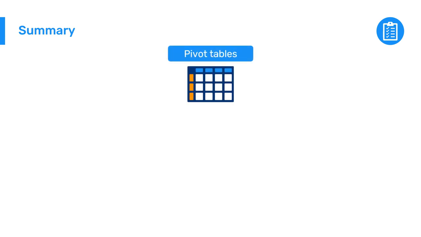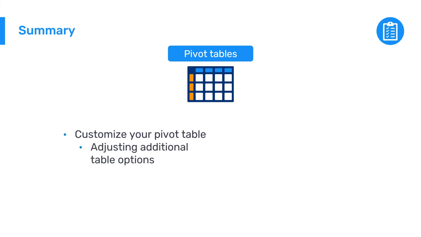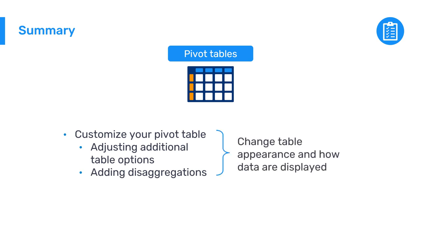In summary, DHIS2 allows you to customize your pivot table further, adjusting additional table options and adding disaggregations based on the selected data dimensions to change your table's appearance and the way the data are displayed.